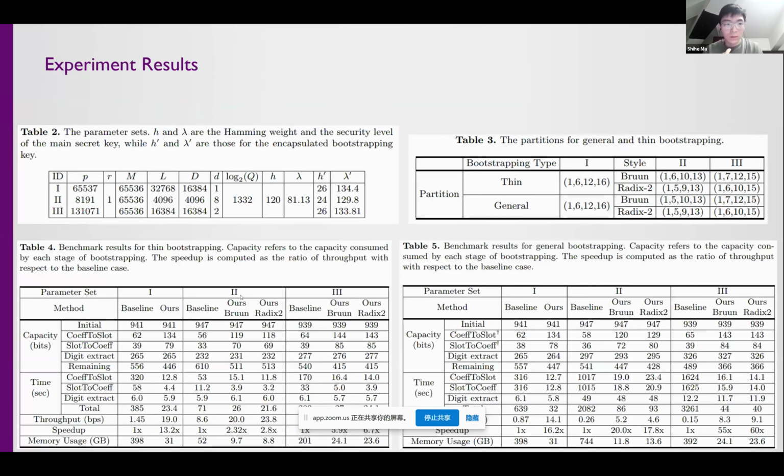And here are the experiment results. As you can see in table 2, we choose the parameters to ensure a large number of slots L, which ranges from 4,000 to about 30,000. And in table 3, we always decompose coefficient to slot and slot to coefficient into 3 submatrices. And table 4 and table 5 give the benchmark results for thin bootstrapping and general bootstrapping. And you can observe a speedup of up to 60 times.